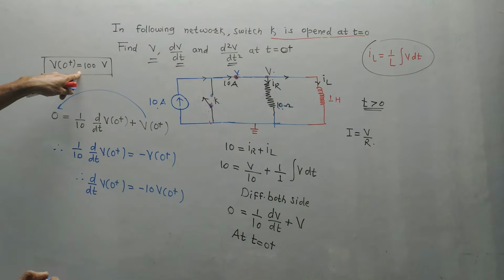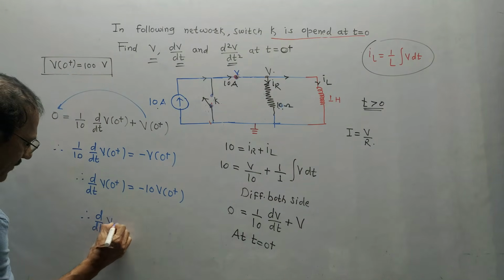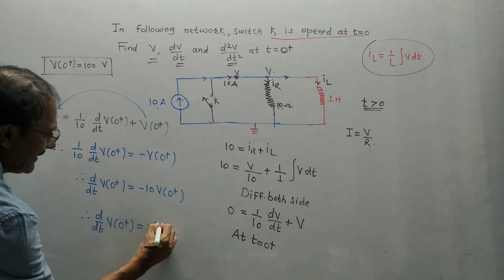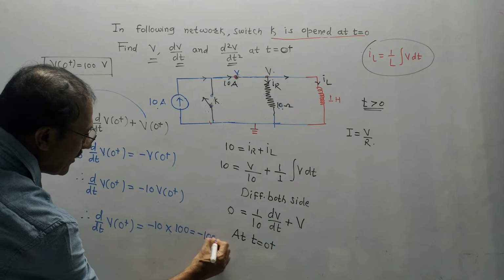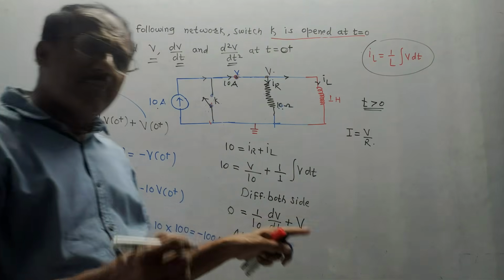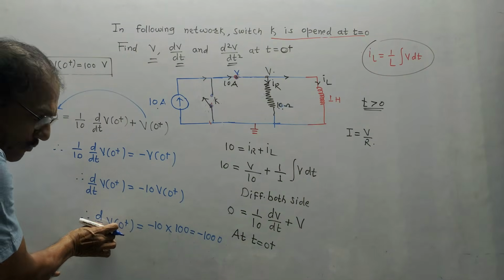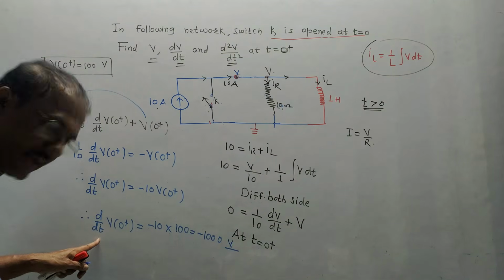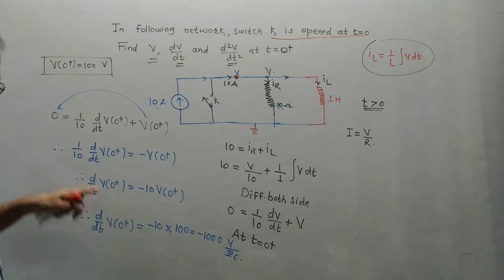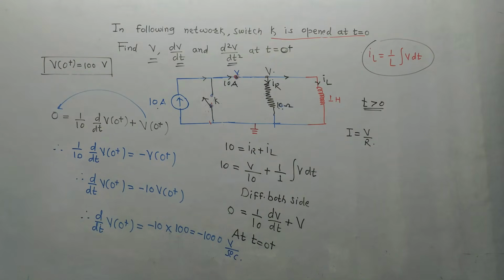We have the value of V of 0 plus. Just now we calculated it. It is 100. So if I put this value in place of V(0 plus), then d by dt of V(0 plus) is equal to minus 10 into this value 100. So it is minus 1000. How to write the unit? You don't have to mug up the unit. Make it simple. It is d by dt of V. V is the voltage, so in the numerator we have volts. So I am writing volt divided by, in the denominator, time. So it is volts per second. So the answer of d by dt of V(0 plus) is minus 1000 volts per second.